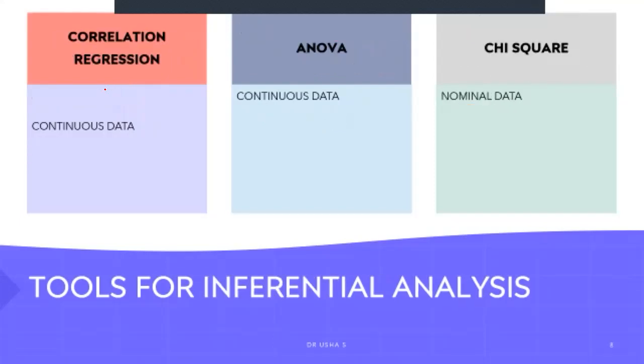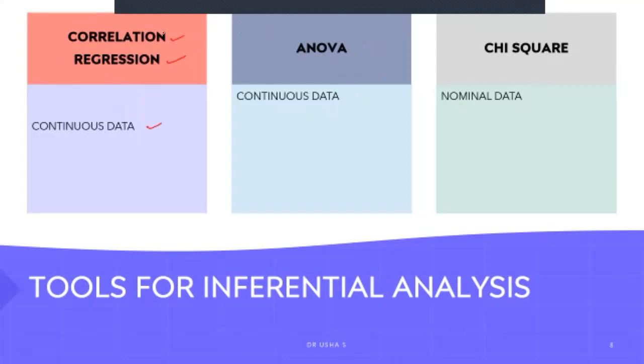Then, what are the tools for inferential analysis? Inferential analysis, mainly you have correlation and regression. Correlation tries to understand if there is a relationship between two variables, and regression is more of a predictive analysis tool where you can, based on the relationship, predict what will be the value of one variable in future. So continuous data can be subjected to correlation and regression.